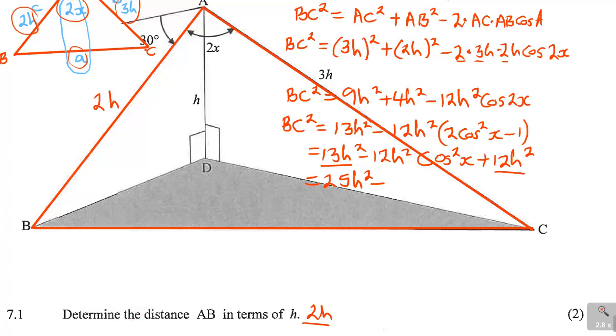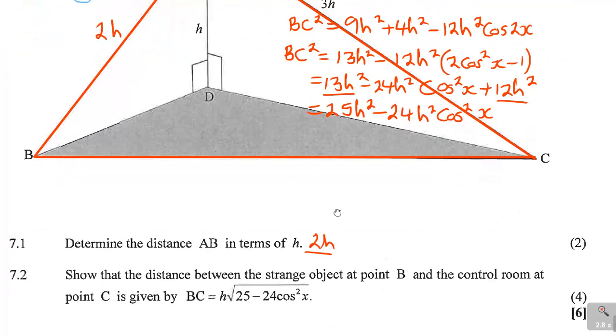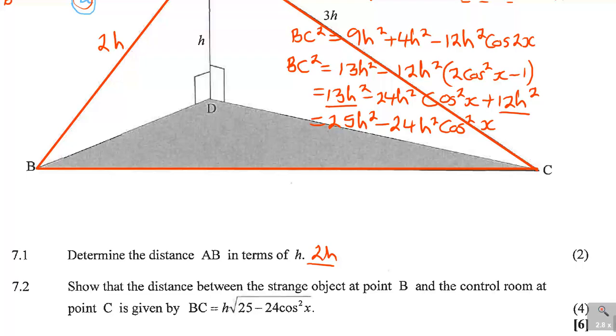actually let me correct, this first part is 12h squared times 2, so it is actually 24, because I'm multiplying 12 times 2, and I'm multiplying negative 12 times that. So it is negative 24, so this is minus 24h squared cos squared x. Now you can see that it is going in the direction of where I want it to be. Remember, this is BC squared.